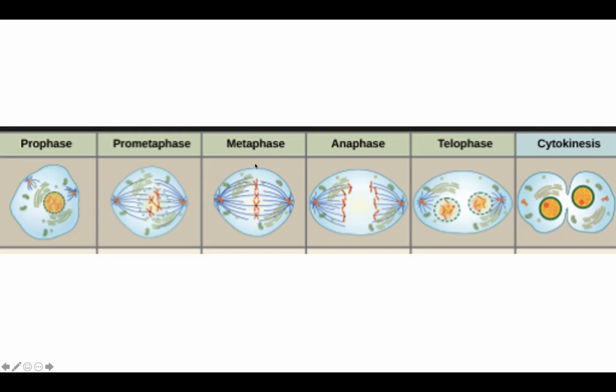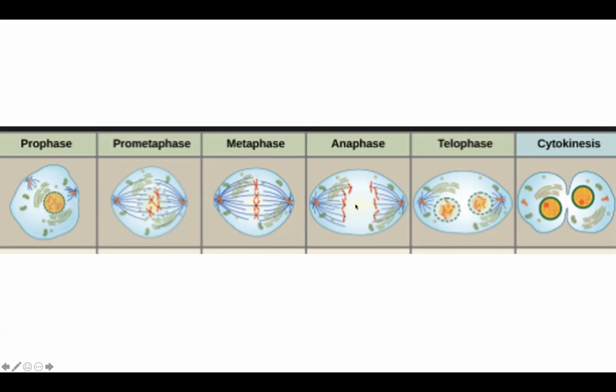During metaphase, you can visibly see these chromosomes aligning towards the middle of the cell. I remember this metaphase with the letter M, metaphase for middle. We start to see these chromosomes lining up towards the middle or center of the cell.